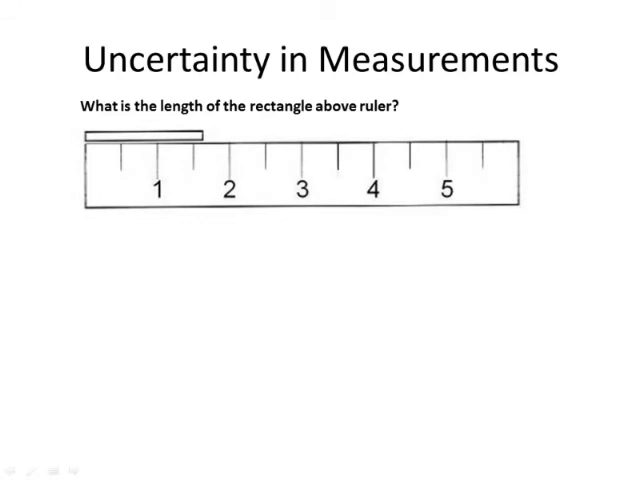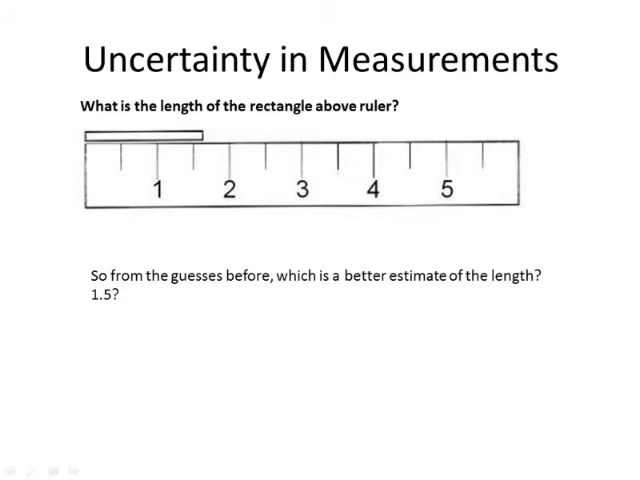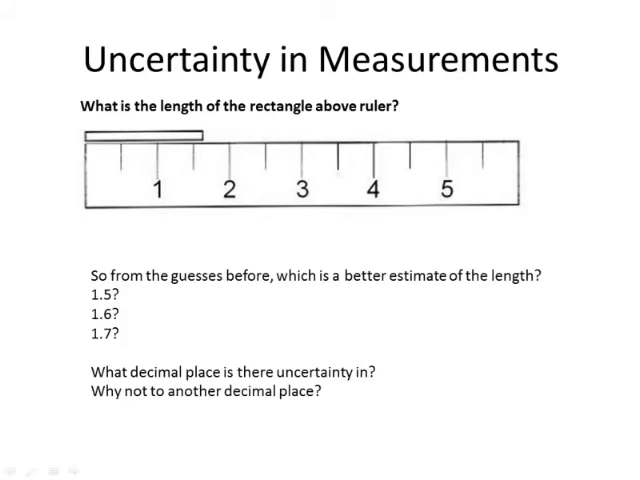So let's add a marking here. We're marking it at the halfway point. So from the guesses before, which is the better estimate of length now? Well, with the added marking at the halfway point, most of you are probably going to remove 1.5 because we can see it's actually above 1.5, and maybe 1.6 would be a better guess, or 1.7. Question is, what decimal place is there uncertainty in? Well, it's still in the tens place. Why not to another decimal place? Why can't we get it to the 1.65 or 1.75?